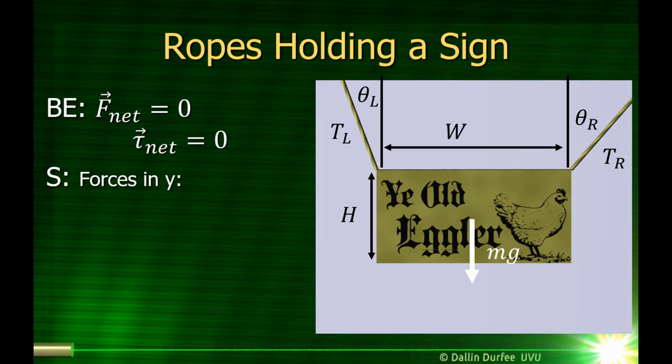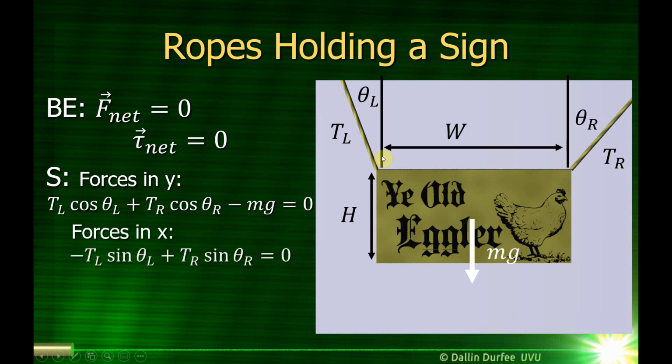So first let's do the forces, and let's break the net force up into components. The y components of force are tension on the left, cosine theta left, plus the tension in the right rope times cosine theta right, and then gravity, mg, downward. So that has to add up to 0. In the x direction, the gravity has no x component, but the left rope pulls to the left with a force tension left sine theta left, and the rope on the right pulls to the right in the positive x direction with a force tension right sine theta R. So there are my equations for the force.